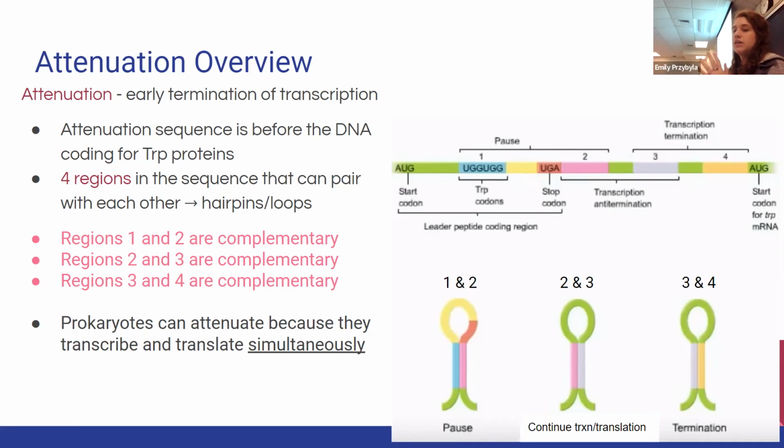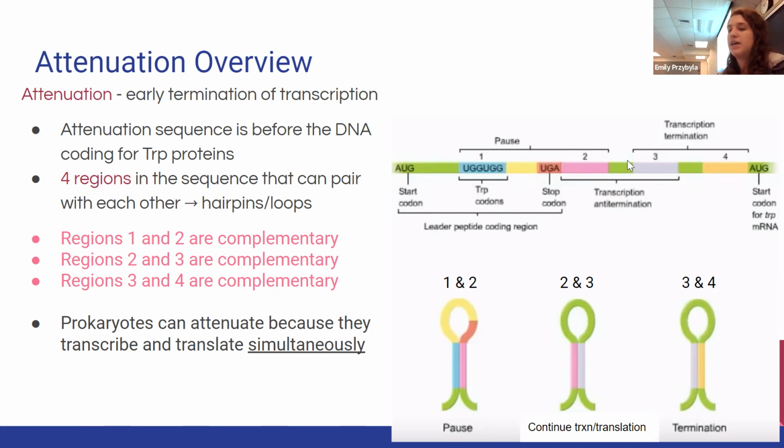So it's continuing to be paused. It's waiting for tryptophan to come in to tell it to stop pausing. 3 is made before it's all the way off of 1. So 2 and 3 are complementary, they can hairpin. So our ribosome is still chilling here. So 2 and 3 hairpin. And then it keeps going.